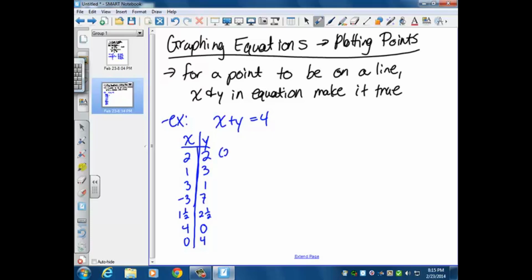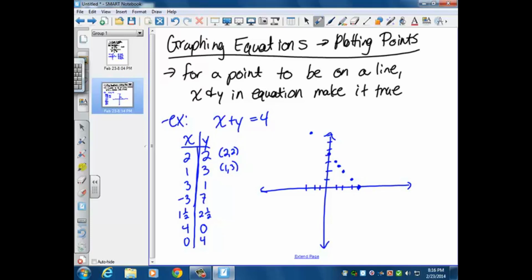So that just means the point 2, 2, the point 1, 3. It's just a different way to organize all of our points. Those are all points that'll work. So 2, 2 is a point. 1, 3 is a point. 3, 1 is a different point. Negative 3, 7, somewhere up here. This is obviously going to be a rough sketch. 1.5, 2.5. 4, 0. 0, 4.